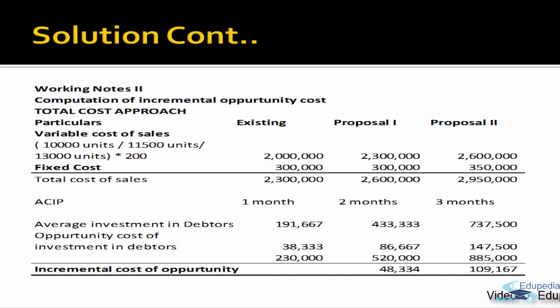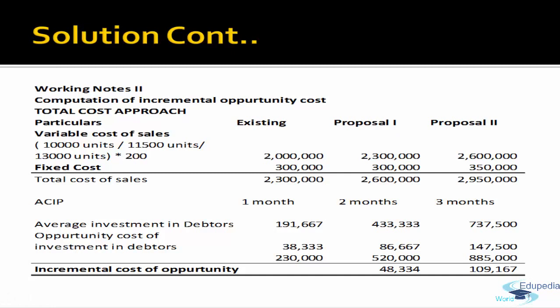If the company extends to a 3 month credit period, variable cost will be computed on 13,000 units. And it is also mentioned in the question that the fixed cost will increase by 50,000. So the total fixed cost will be 3,50,000. The total cost of sales will be 23 lakh, 26 lakh and 29 lakh 50,000.